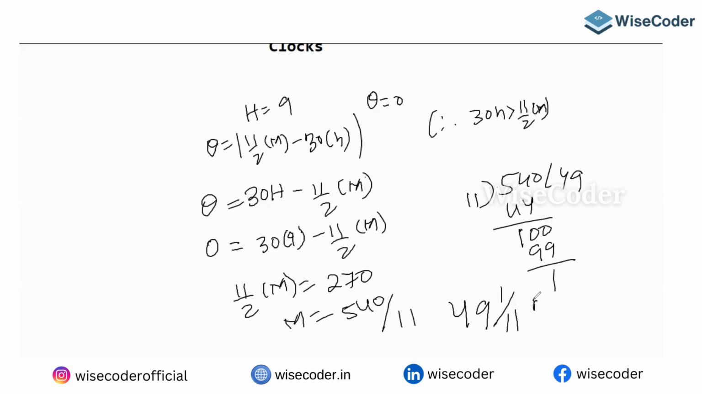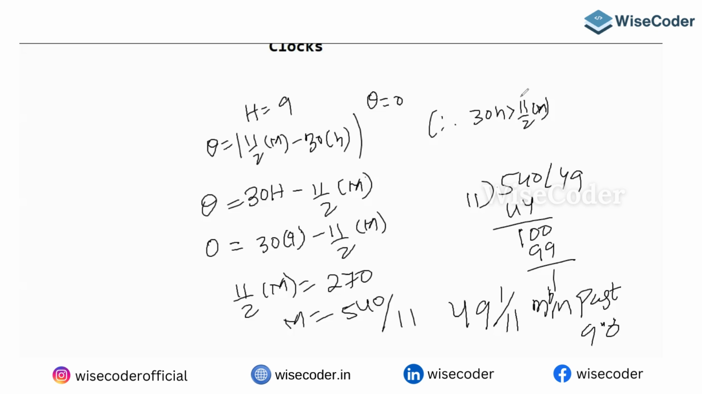49 1 by 11 minutes past 9 o'clock, both hands of a clock will coincide with each other. Please understand, there will be a mod, that is important. The formula is only one: you use 11 by 2m minus 30h, or 30h minus 11 by 2m. So that's how you can end your answer.